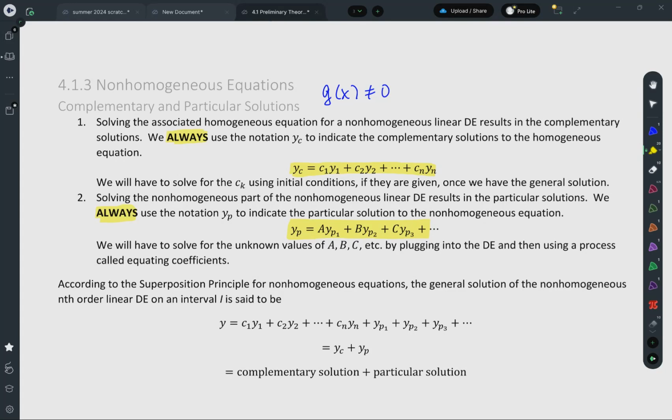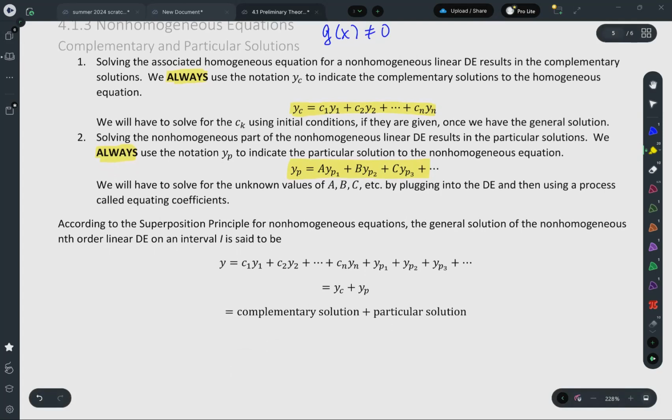Okay, right now we're still in theory. So according to the superposition principle for non-homogeneous equations, it's the same as when we're dealing with homogeneous equations. Any solutions we get to our differential equation, their linear combination should also be a solution. So what I mean by that is that the general solution is the linear combination of the complementary solution and the particular solution. And then once we have that, we can apply any initial conditions if any were given, and then we'd be done with the problem.